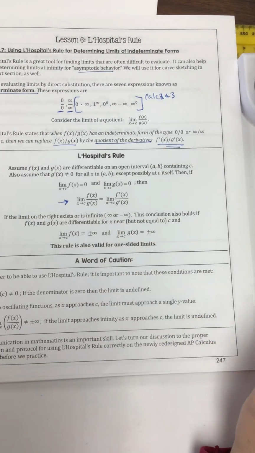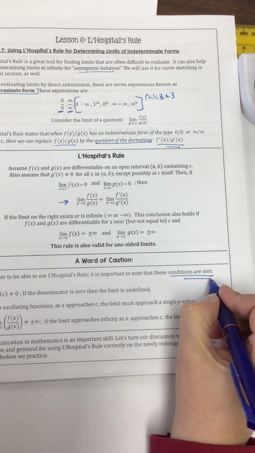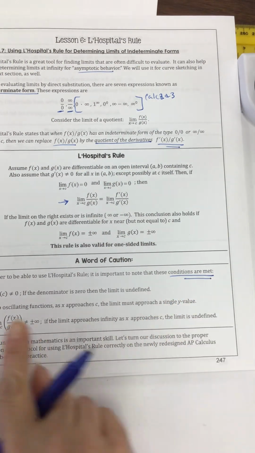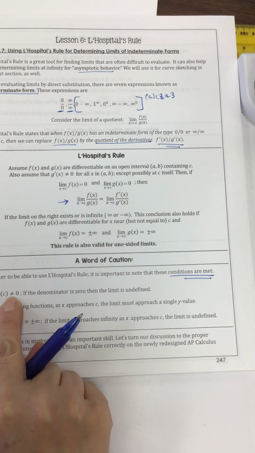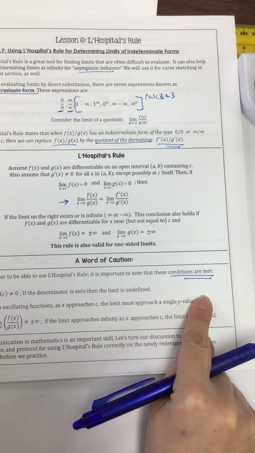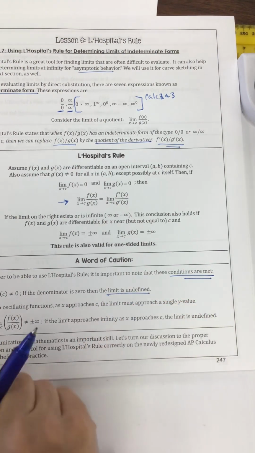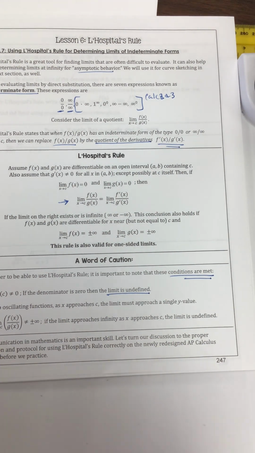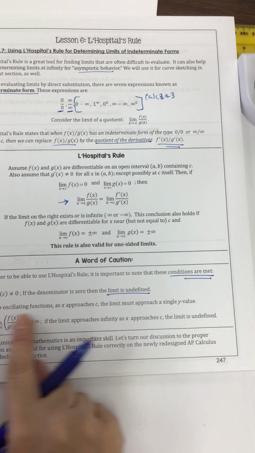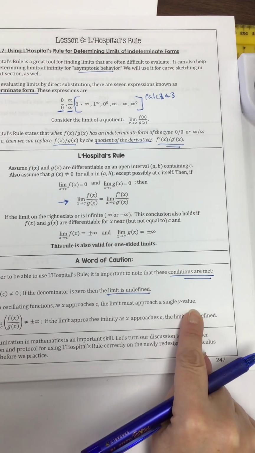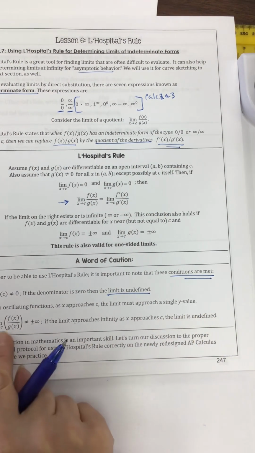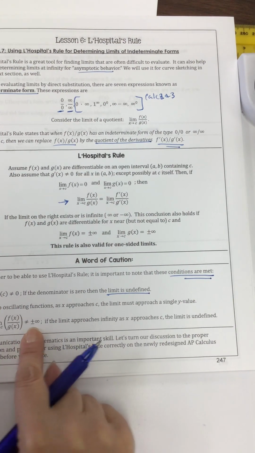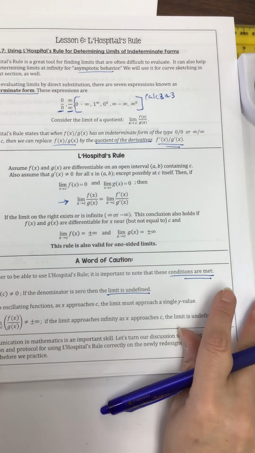The thing is, you have to make sure these conditions are met. One, the derivative at c cannot equal 0 in your denominator. If so, then the limit is undefined. No oscillating functions. Do you remember we had some oscillating functions where they went up and down and up and down and up and down? Can't have oscillating functions. And then also these two cannot equal plus or minus infinity. So we will talk about those here shortly.